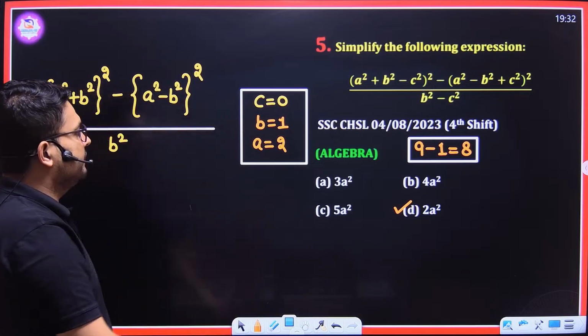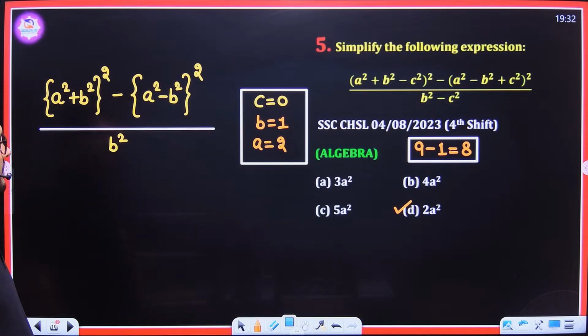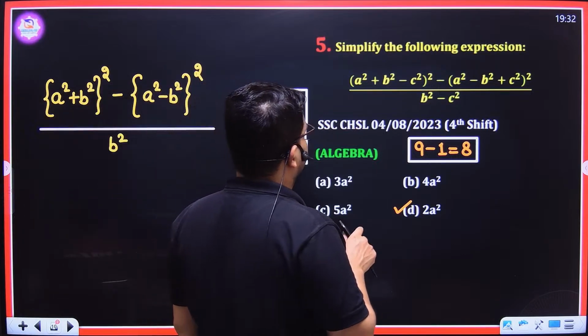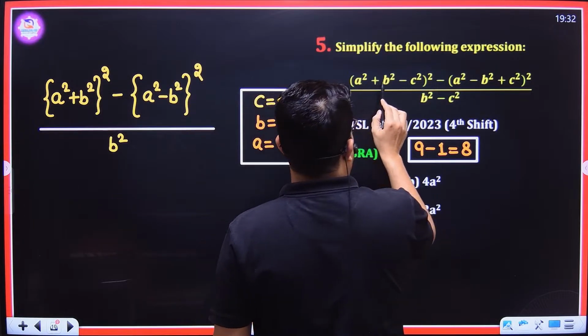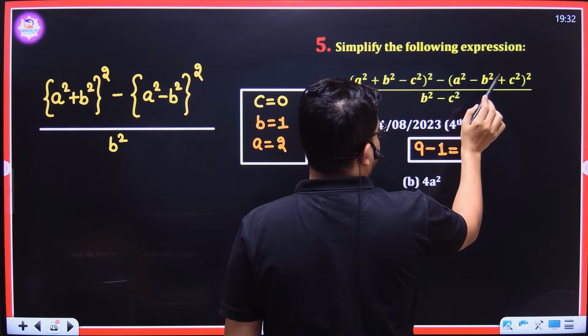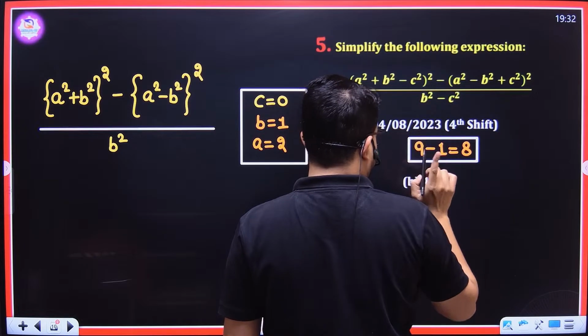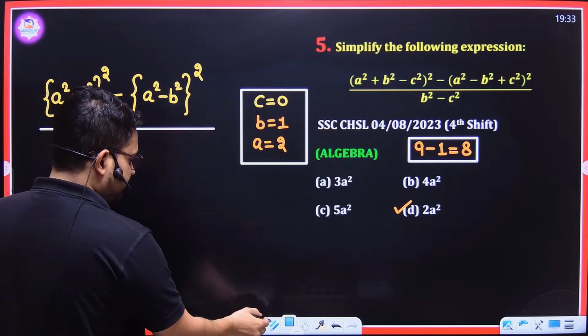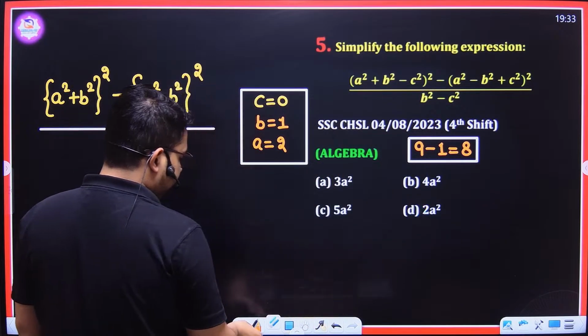My answer will change. See, if I put a equal to 1, 1 plus 1, 2, 2 whole square is 4. 4 minus, 1 minus 1, 0. So 4 is the answer. But then option B will give my correct answer. Option B will be my correct answer.